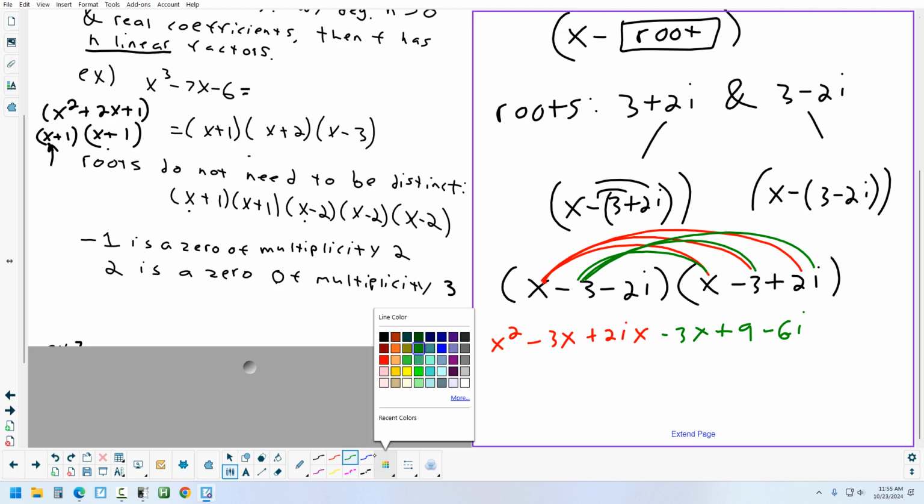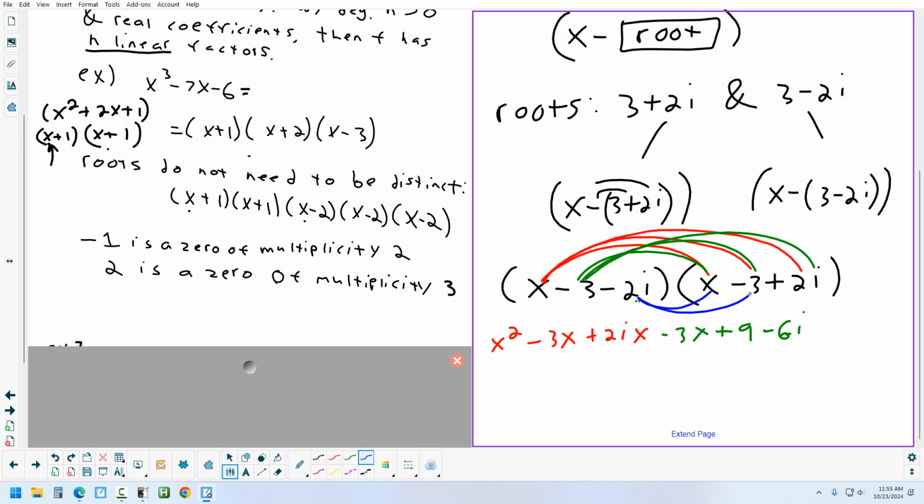And now the third one. We're going to do that times that and times that. What's negative 2i times x? Negative 2ix. What's negative 2i times negative 3? Positive 6i. What's negative 2i? Let's start with this. What's a negative times a positive? Negative. And what's 2i times 2i? 4i squared.